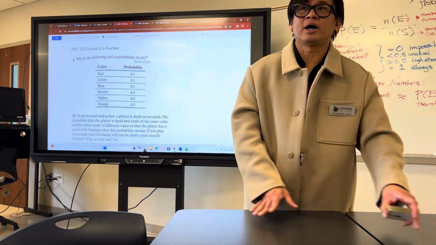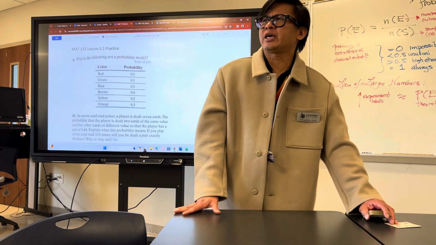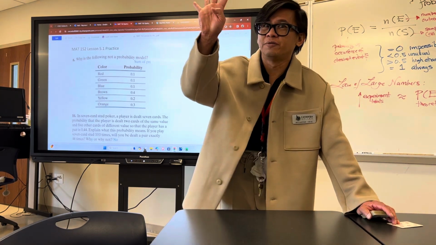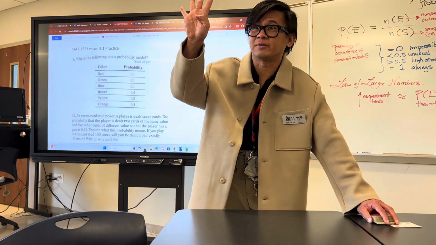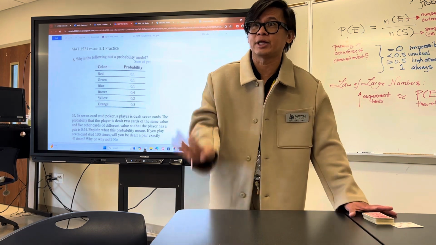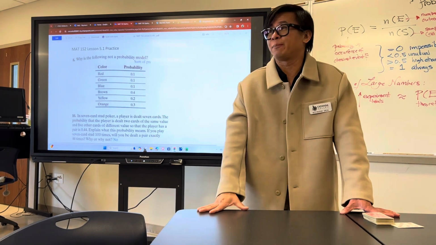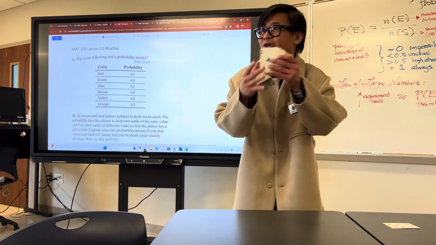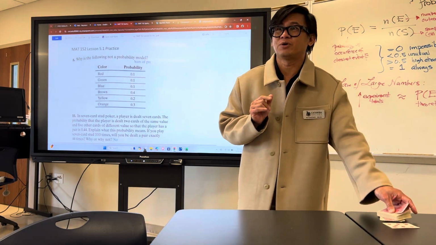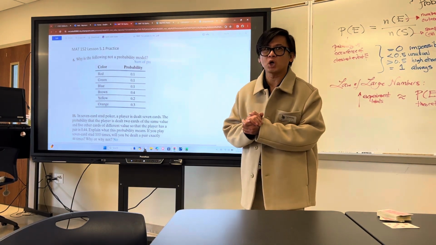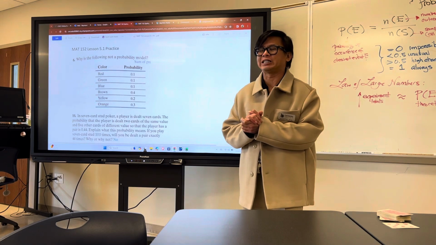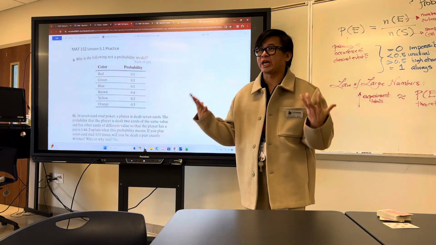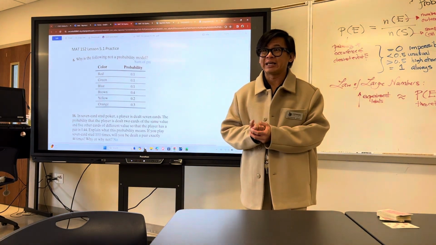Thank you, Mason. How many kings are there? 4. So that's your N of E, right? There are 4 kings in a standard deck. And what is your sample space? Well, how many cards are there all in all? 52. So 4 over 52, or 1 over 13, in fraction form, is the chance of getting a king.